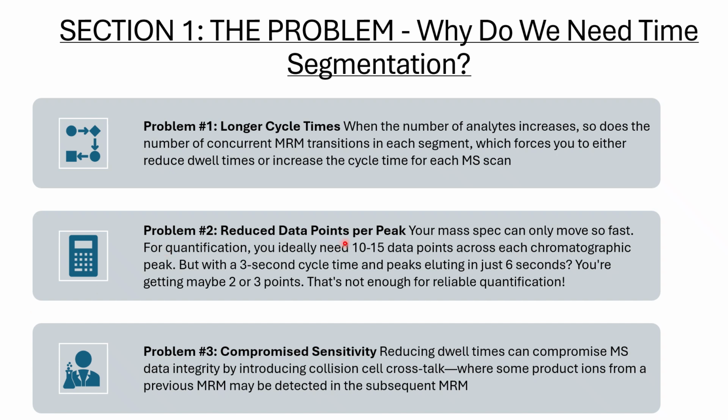Problem 2. Reduced data points per peak. Your mass spec can only move so fast. For quantification, you ideally need at least 10 to 15 data points across each chromatographic peak. But with a 3-second cycle time and peaks eluting in just 6 seconds, you're getting only 2 to 3 data points, and that is not enough for reliable quantification.